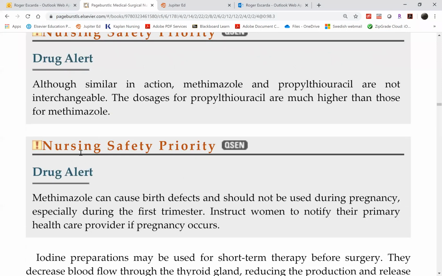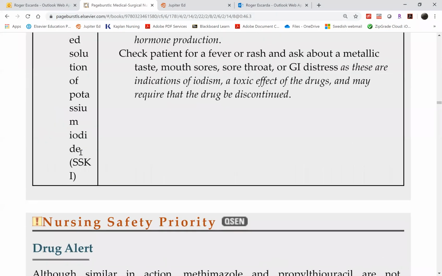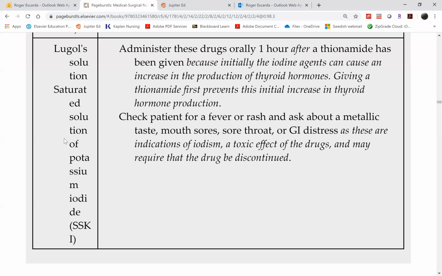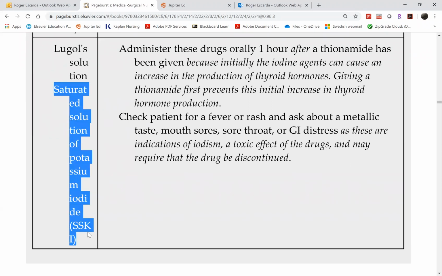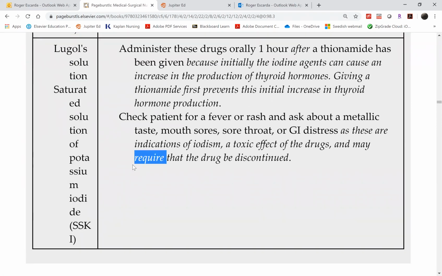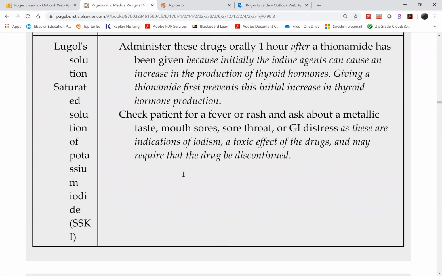Professor, what about the Lugol solution? That is the SSKI. So they're the same exact thing, just different names? Well, the name of the Lugol solution is SSKI. Oh, so it's the same thing. Yes, it's the same.